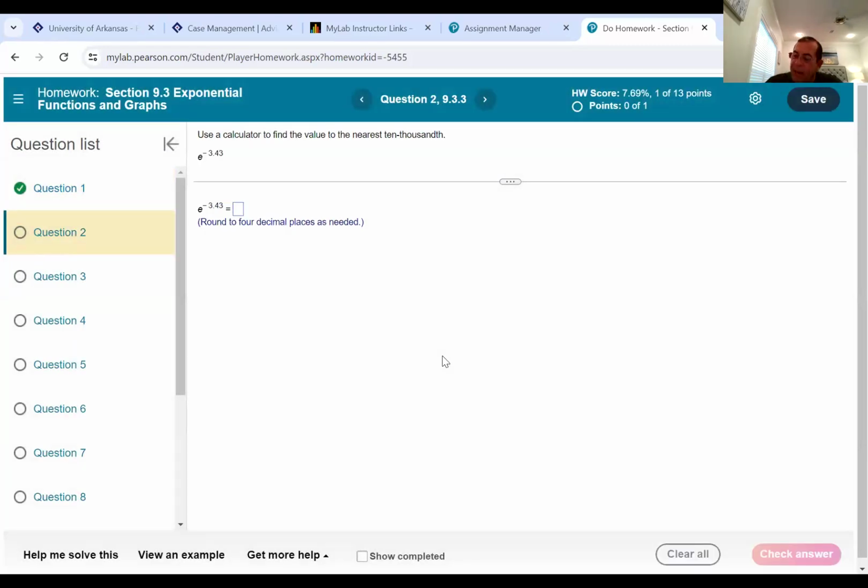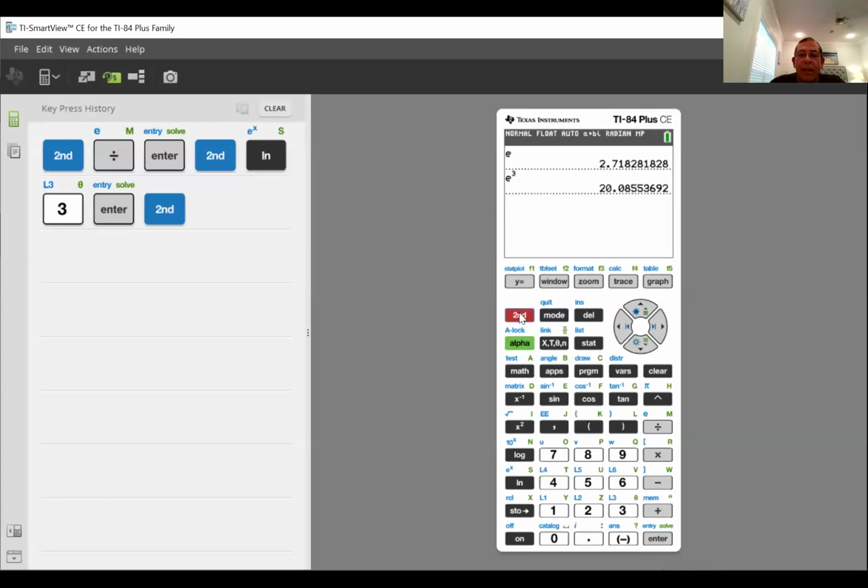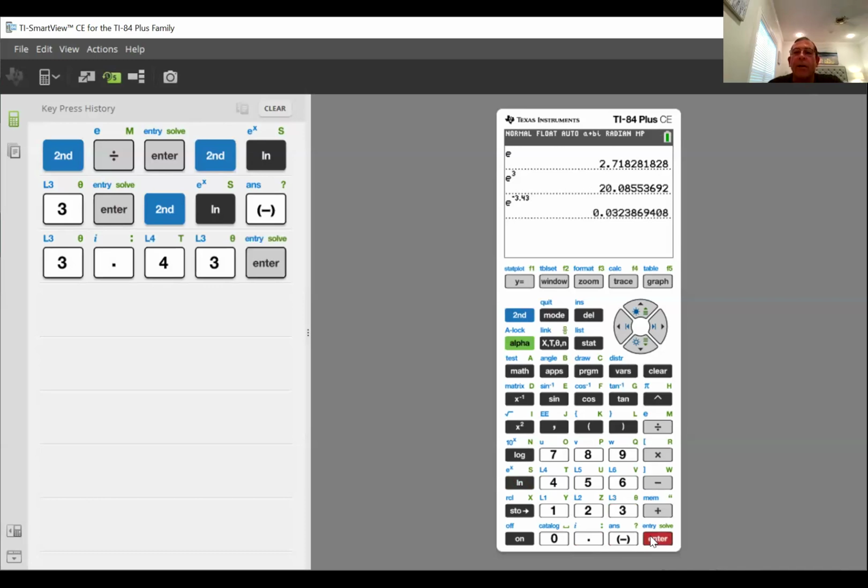Now, the next one's the same thing. It is an e to a negative 3.43. So we're going to round that out to 4 decimal places. So let me go grab my calculator. I'm going to hit second LN because that'll bring the e up with the exponent. And then I put in my negative 3.43.